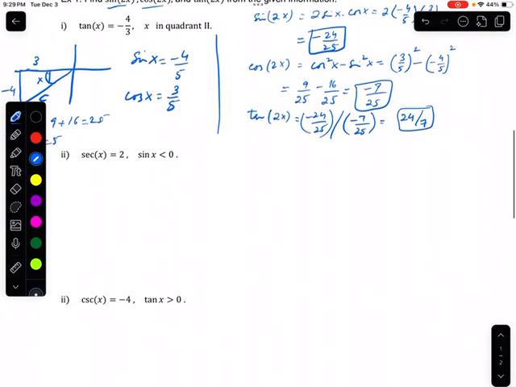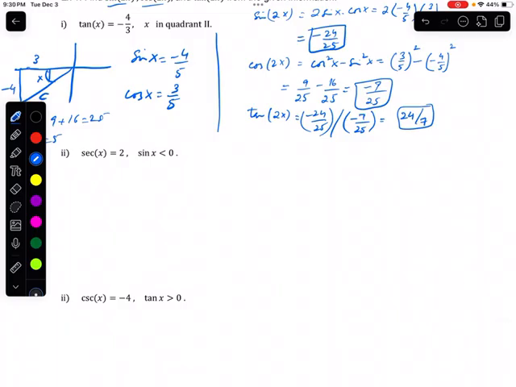So second example is when we are given that secant of x is equal to 2 and sine of x is less than 0. Sine of x is less than 0 means that the terminal side of the angle is in the third or the fourth quadrant. If it is in the third quadrant, then the cosine is negative, and so secant would be negative. But since secant is positive, we must be in the fourth quadrant.